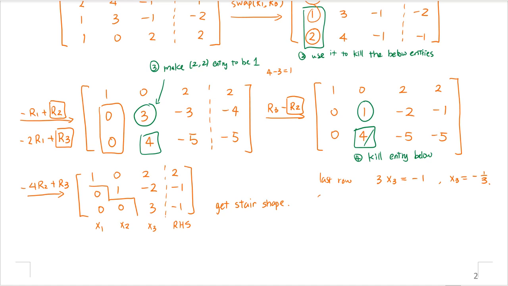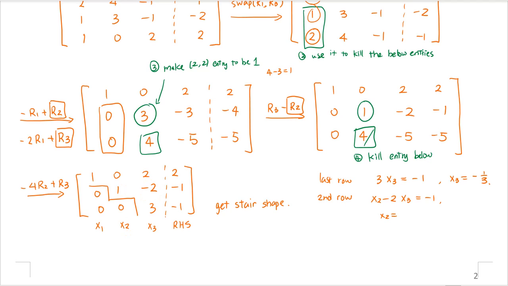And then we look at the second row. In the second row, we have 1 times x2 minus 2 times x3 equals minus 1. So how do we solve for x2?